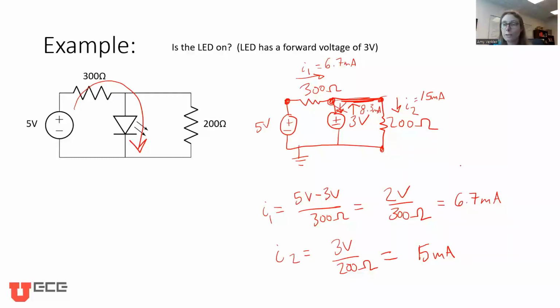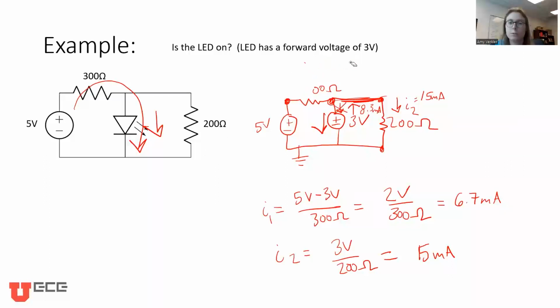So I just ran into a contradiction here, right? Because current can only flow downwards through that diode when it's on. But we just calculated a solution where it's flowing upwards. That means our assumption that the diode was on is wrong. So let's go back and repeat the problem, assuming the diode's off, now that we realized it must be off.